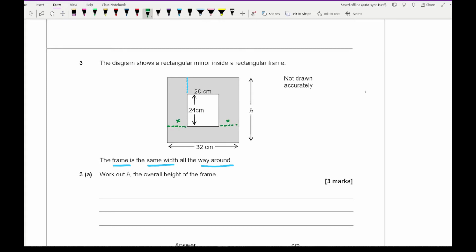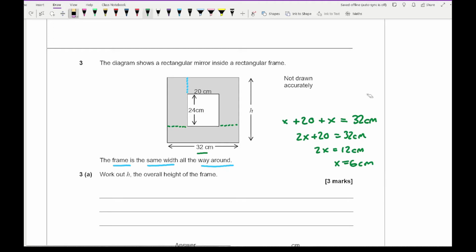So what I know is that x plus 20 plus x equals 32 centimeters. And this x is basically the width of the frame. So here we've got 2x plus 20 equals 32. So 2x equals 12, and so x equals 6. Now you might have found that yourself without having to turn it into an equation, but that's absolutely fine. As long as you wrote down 6, that's going to be great to at least get one of those marks.